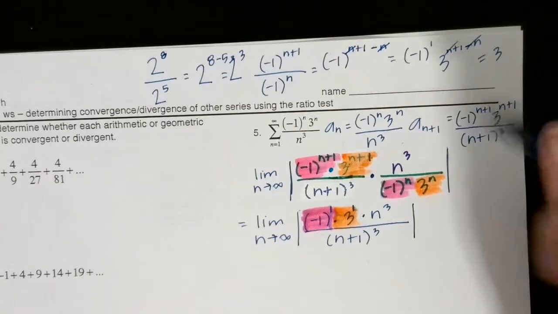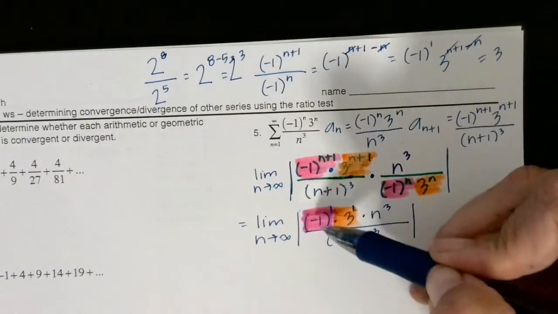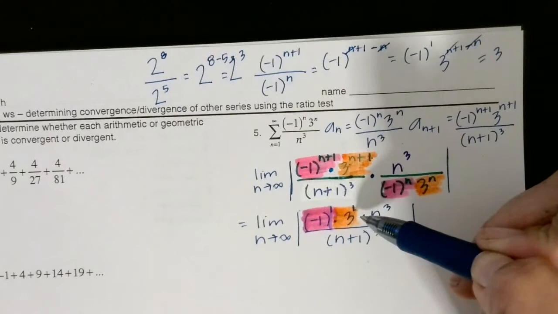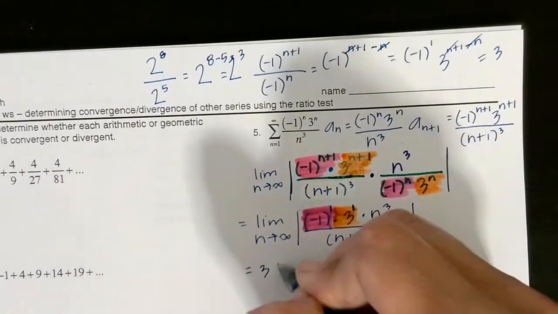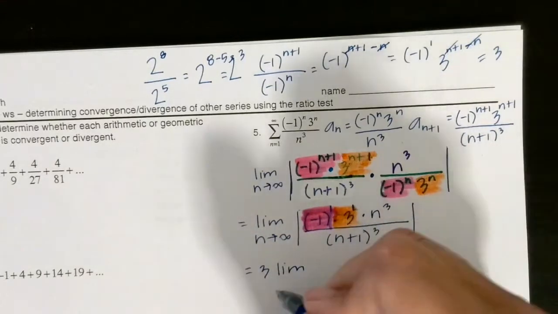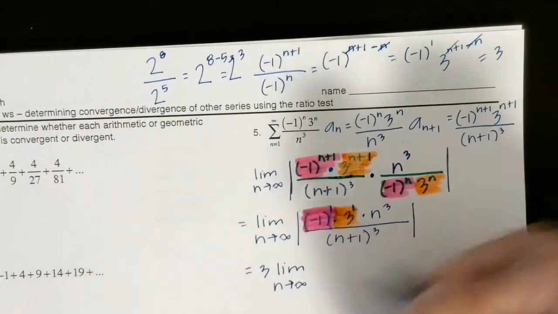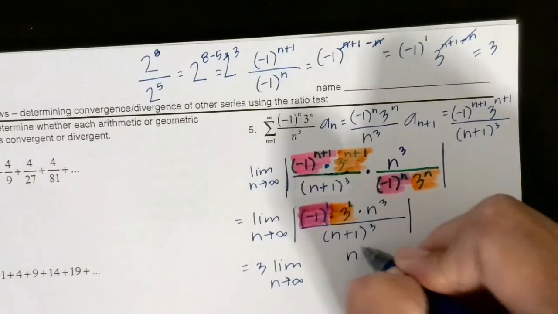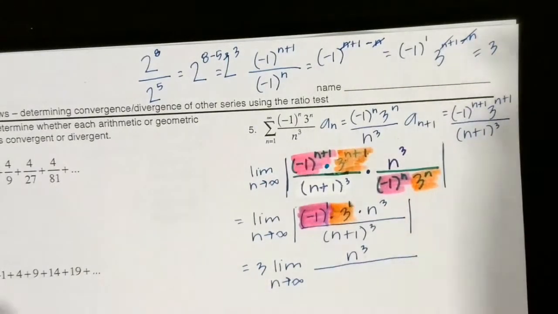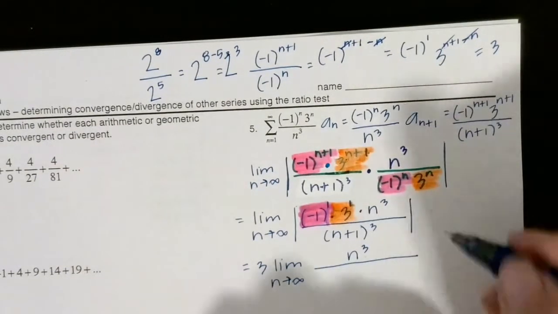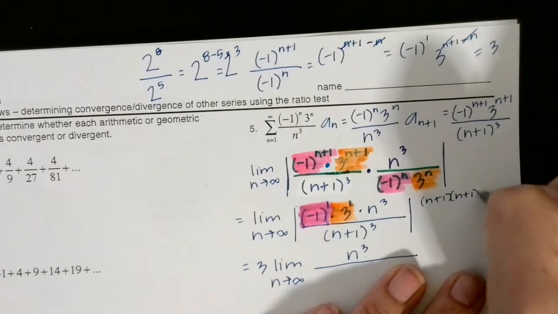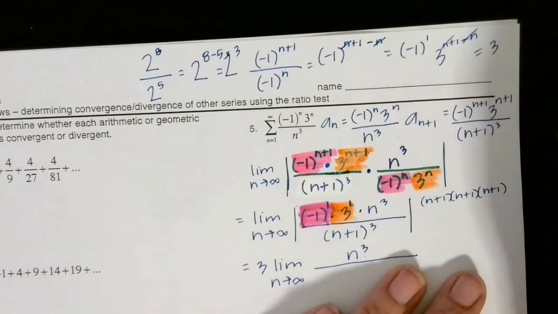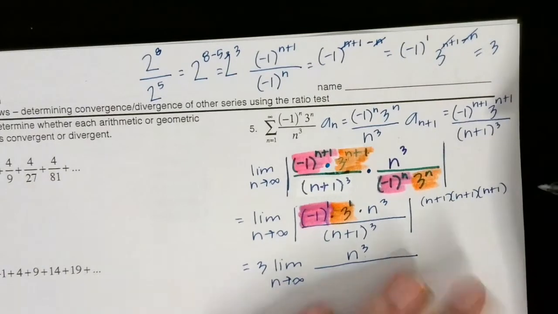So first thing I'm going to do is take care of this absolute value. Negative 1 times 3 is negative 3, but the absolute value is going to make it positive, and since it's a constant, I'm going to put it out in front. And then I have left the n cubed all over, and then I have to fill this out. So you're more than welcome to do n plus 1 times n plus 1 times n plus 1. Go for it. That's your choice.